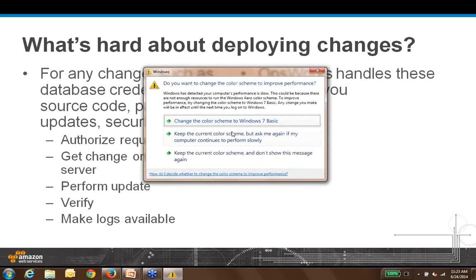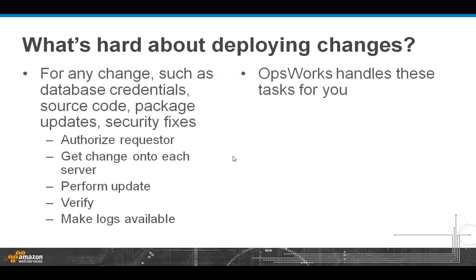And then, one of the things that's hard about deploying changes is that for any change that you might have, such as database credentials, source code, package updates, etc., you have to perform some sort of update on your instances. You have to make sure that the person requesting it is authorized, and get that change onto each server. If you're running a fleet of servers like on your app tier, there might be tens or potentially even hundreds, depending on how big your app is. That's a lot of changes you have to coordinate. You have to perform the update, verify it, and then you probably want to make those logs available somewhere. With OpsWorks, we handle those deployment updating tasks for you.